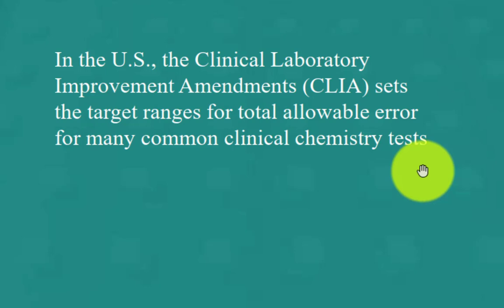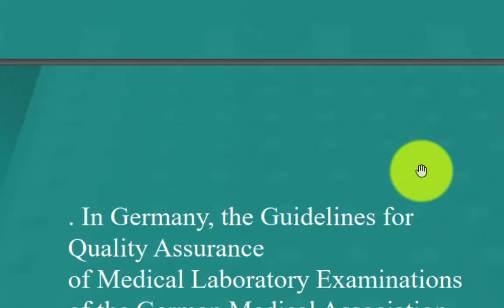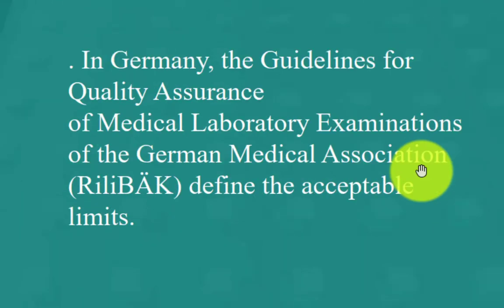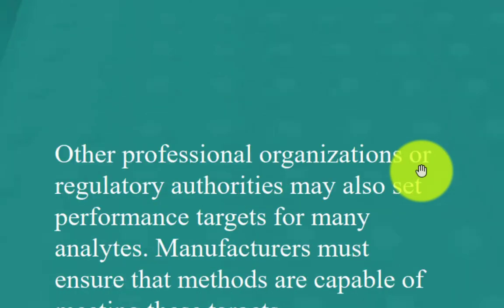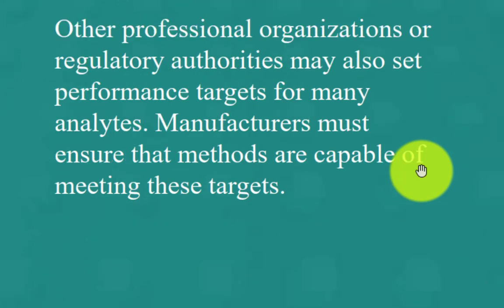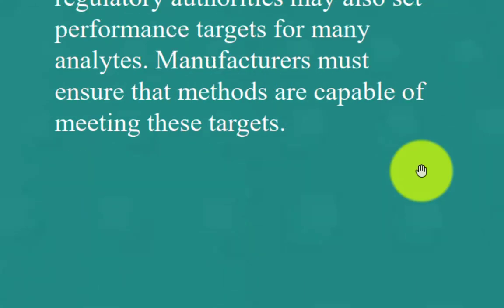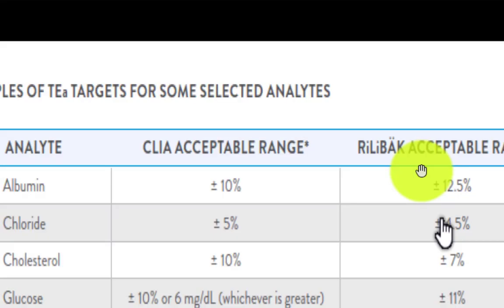In the US, the Clinical Laboratory Improvement Amendments set the target range for total allowable error for many common clinical chemistry tests. In Germany, the guideline for quality assurance of medical laboratory examinations of the German Medical Association defined the acceptable limits. Other professional organizations or regulatory authorities may also set performance targets for many analytes. Manufacturers must ensure that methods are capable of meeting these targets.